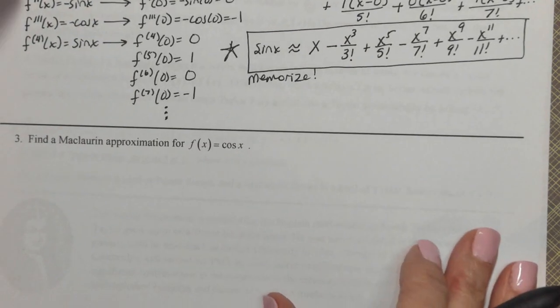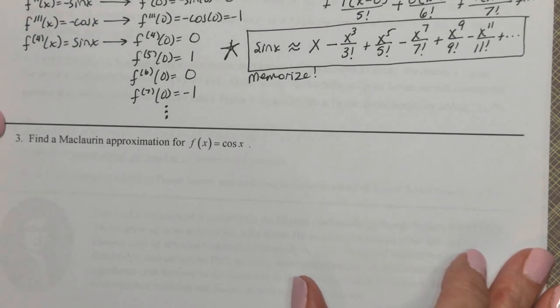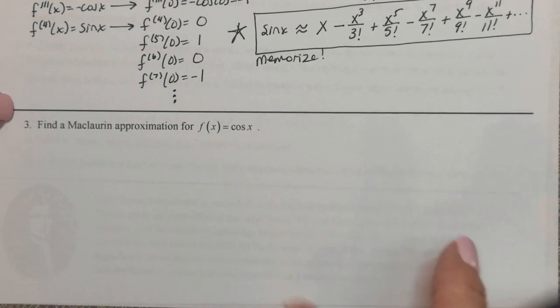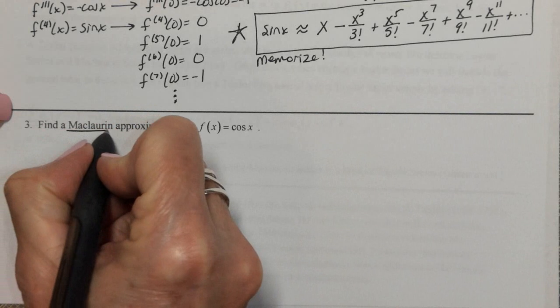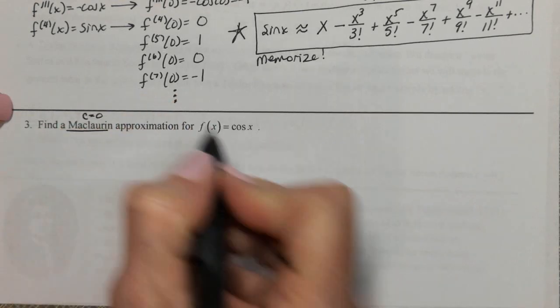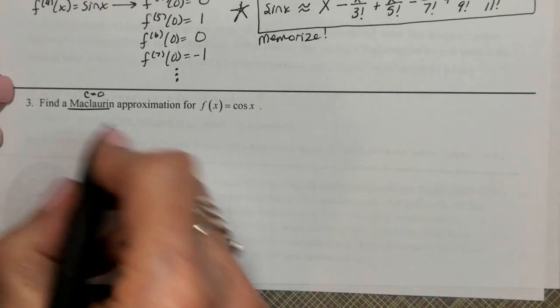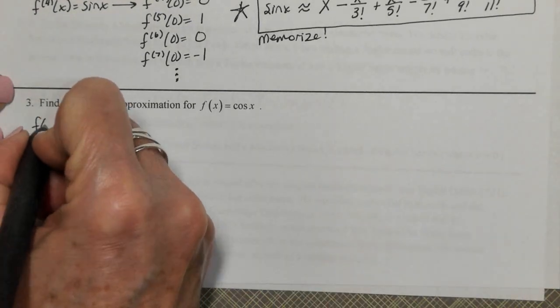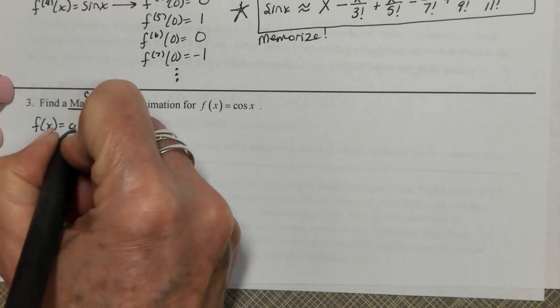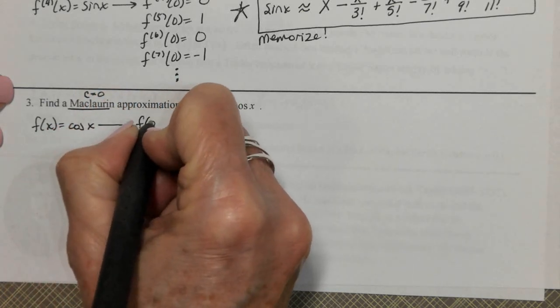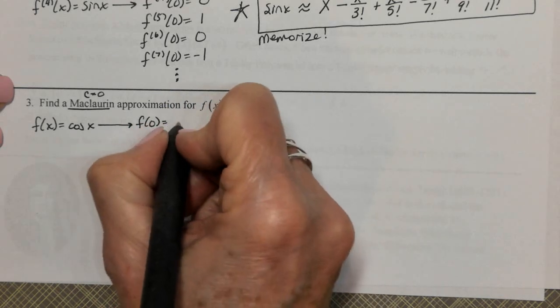Okay, next up, find a Maclaurin approximation for cosine x. So since it says Maclaurin, I know that we're centered at 0. Anytime it says Maclaurin, we're centered at 0. Going to go through the same process. F of x is cosine x. So f at 0 is cosine of 0, which is 1.